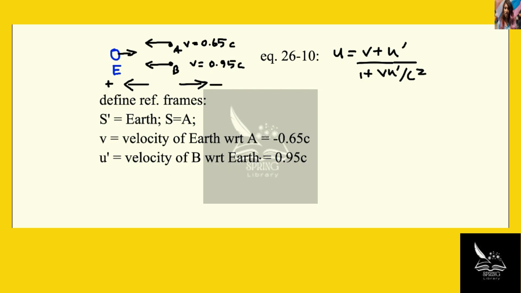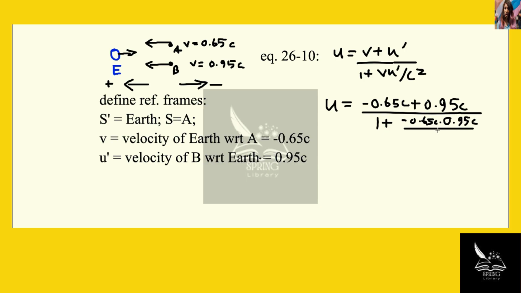And so what you get finally is that U equals negative 0.65 c plus 0.95 c over 1 plus negative 0.65 c times 0.95 c over c squared. And that comes out to about 0.784 times the speed of light.